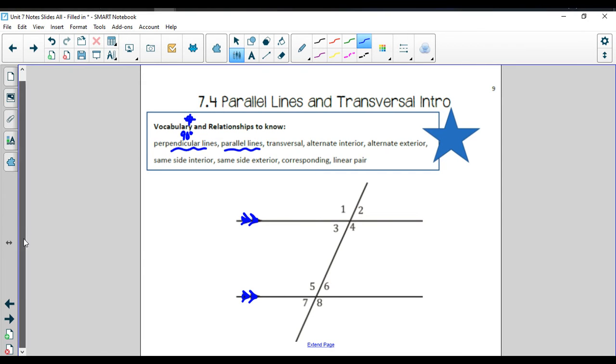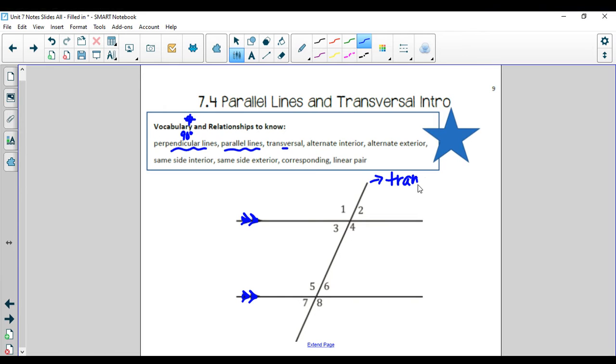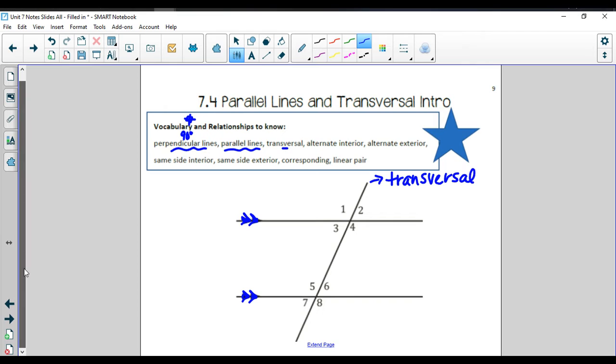So taking a look at this picture, we're going to talk about one more vocab word here. The vocab word for this line is the transversal. So when you have a set of two parallel lines, or even more than two, and then you have this line that goes ahead and intersects both of them, this line right here is what we call the transversal. Trans means to go across, so this is going across both of your parallel lines here. So like I said, you could have another couple sets of parallel lines. The transversal is still going to cross over those.